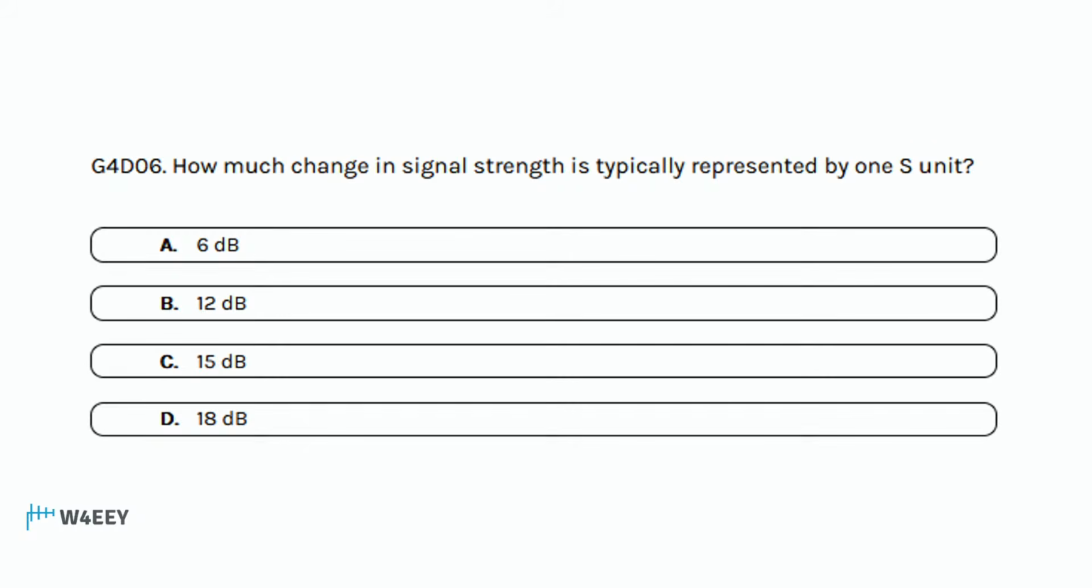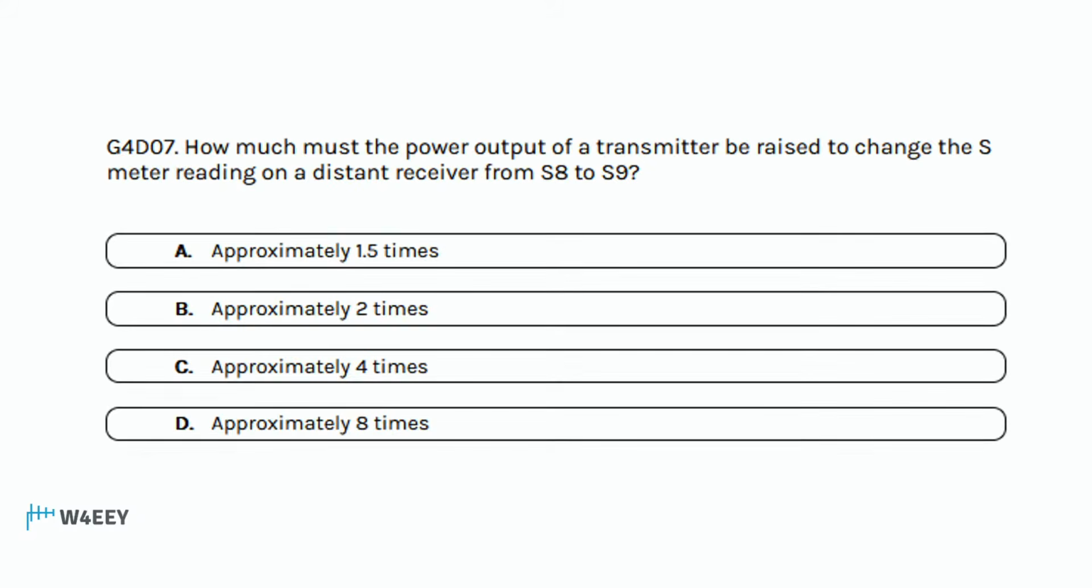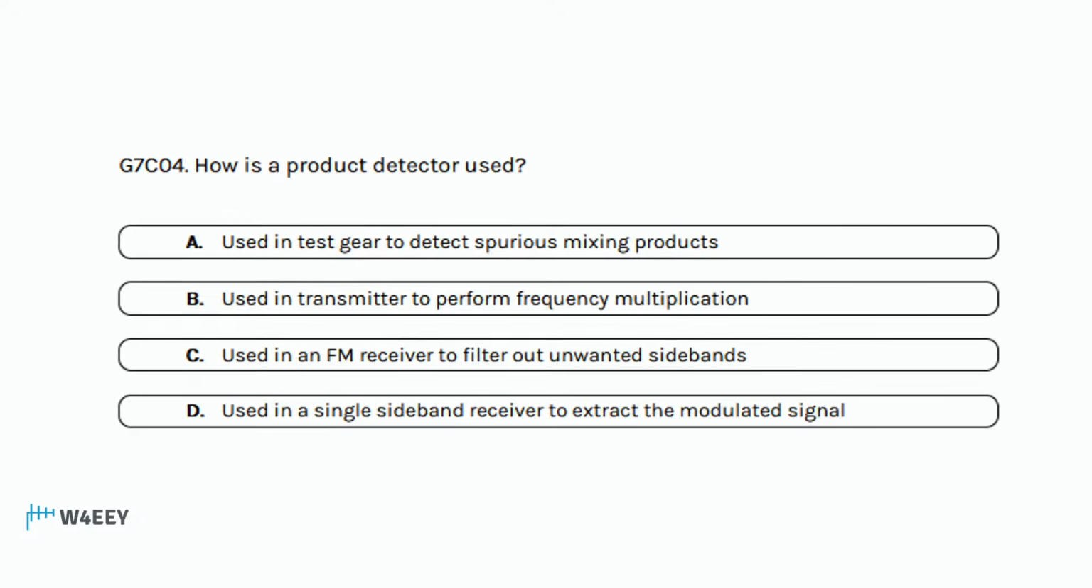And how much change in signal strength is typically represented by 1 S unit? Yeah, 6 dB or 4 times. And how much must the power output of a transmitter be raised to change the S meter reading on a distant receiver from S8 to S9? Charlie. 4 times. 4 times, exactly.